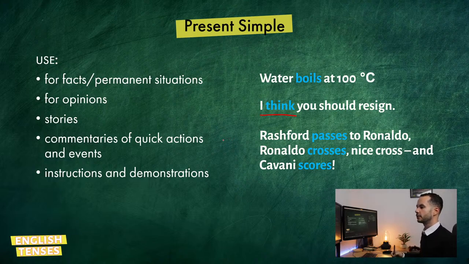Here is an example of the commentaries and the quick actions. So it's something like, Rashford passes to Ronaldo, Ronaldo crosses, nice cross, and Cavani scores. Right, so that's how we can use present simple to give commentaries and to talk about quick actions and events.